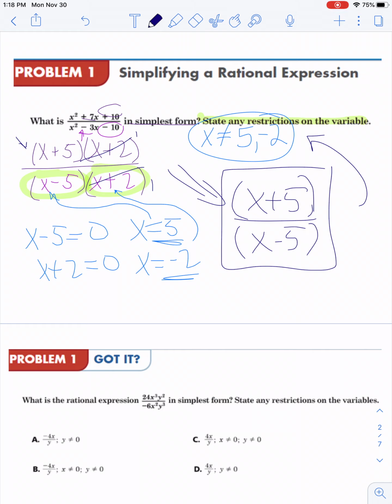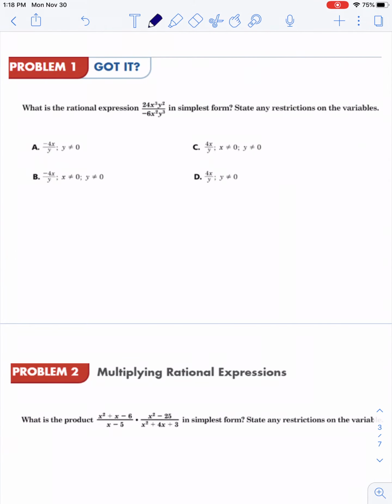Okay? If you need to pause at any time, go ahead and pause, but I'm going to move to the next slide. On the next slide, we are now looking at a rational expression that's a single term. But notice that it's got two variables and it's got a number part. So I'm going to suggest this.